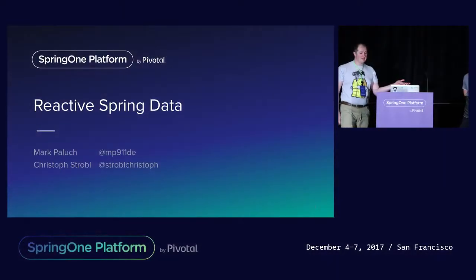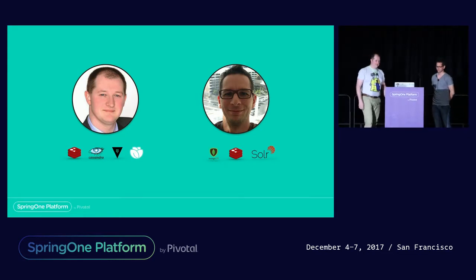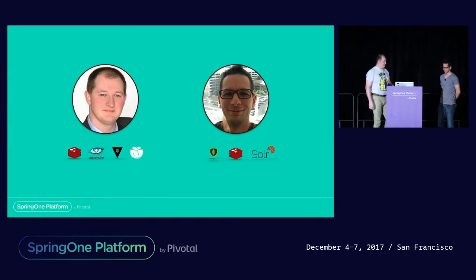Today with me is Christoph Strobl. So Christoph is from Austria. And you know, we Germans go to Austria for skiing because we literally have no mountains, and they have pretty damn mountains over there. So it's quite fun for me.